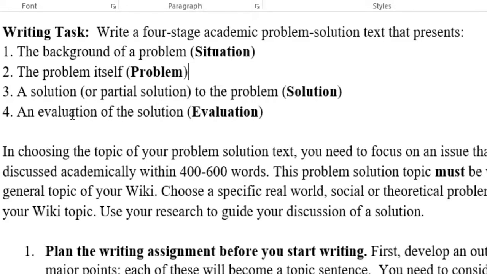And then number 4, you need to be able to, through research, evaluate that solution. So how well did that solution work? Did it work really well? Did it sort of work well? Did it not work at all?